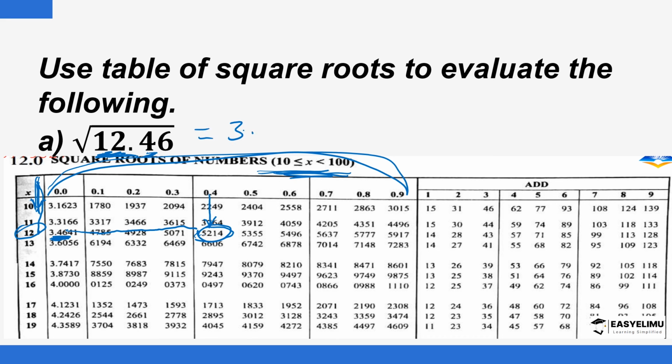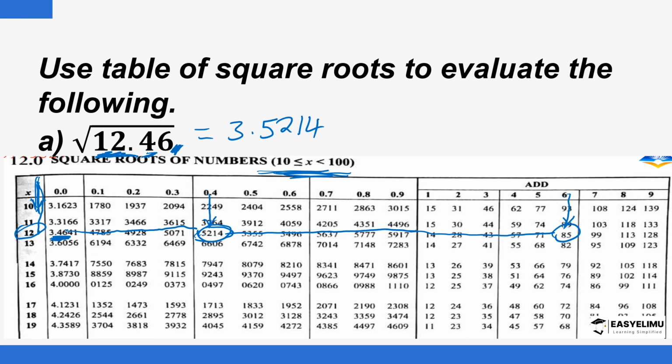So this is 3.5214. That is the square root of the number 12.4, but there is still a digit remaining here. This we call the difference. So you move to the differences column, up to the column headed by the next digit, 6. So you go up to column number 6, and there we are. So you pick the number 85.